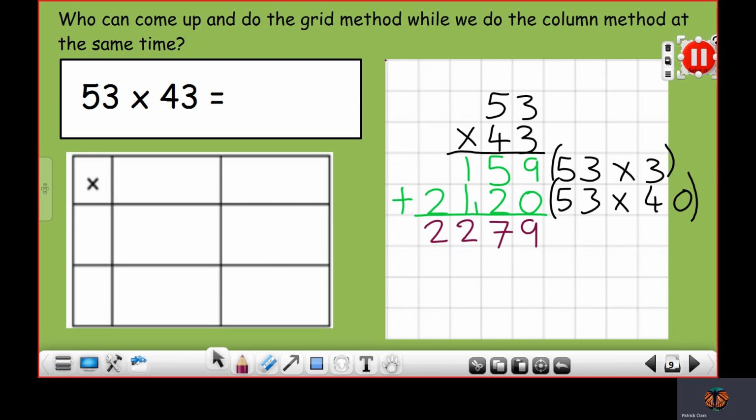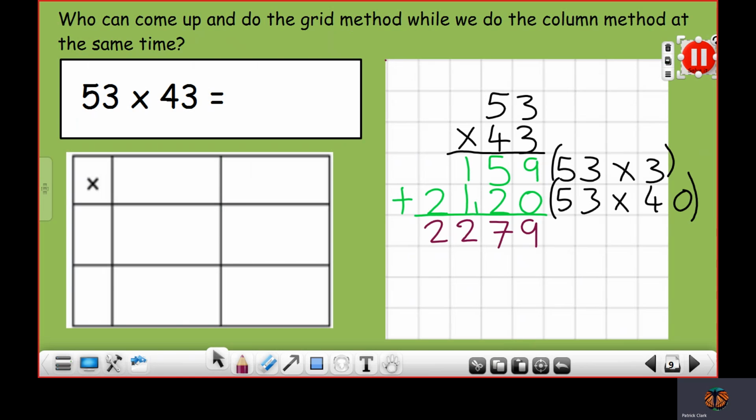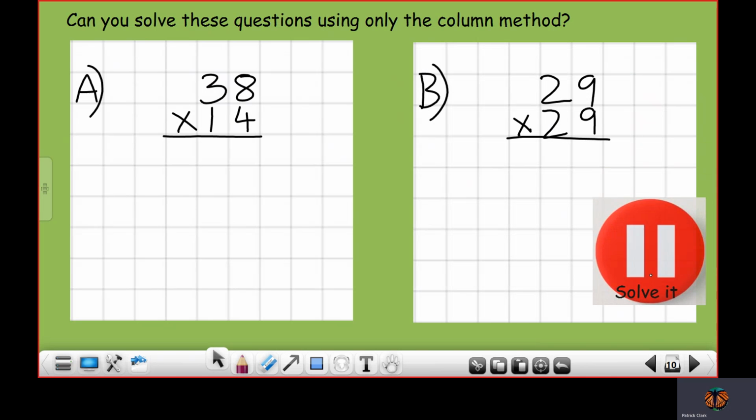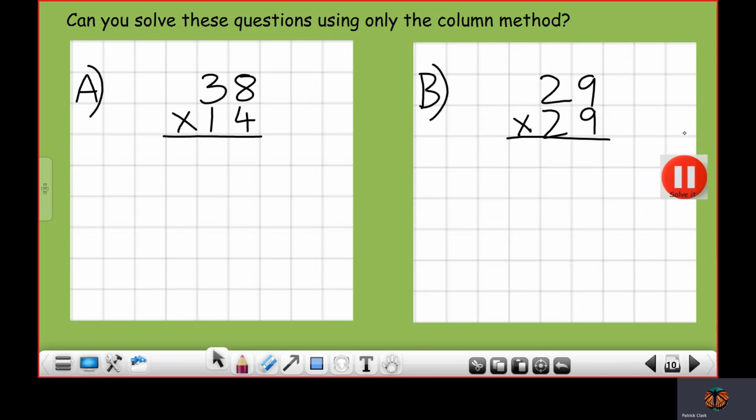Let's just get this pause button so we know exactly what we're doing. Ooh, doesn't like copying that. Let's try that again, shall we? There we go. Nope. Oh, there it is. So, pause the video, try and solve these problems, and we'll see how you did. Right. So now you've unpaused it.